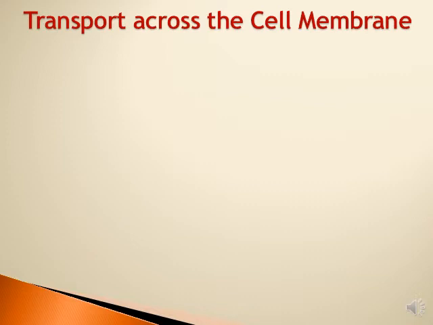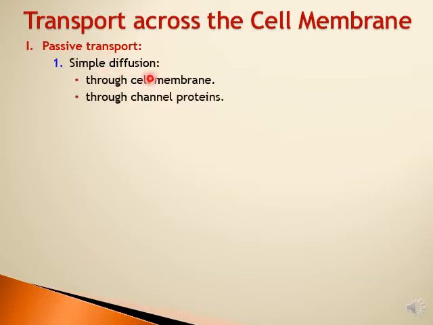Now let's summarize the different types of transport across the cell membrane and then discuss them one by one in more detail. When we talk about transport across the cell membrane, we have passive transport. It includes simple diffusion. It happens through the cell membrane, directly through the phospholipid bilayer, or through a channel protein. The best example for channel proteins are the ion channels: channels for sodium, calcium, chloride, and other ions.